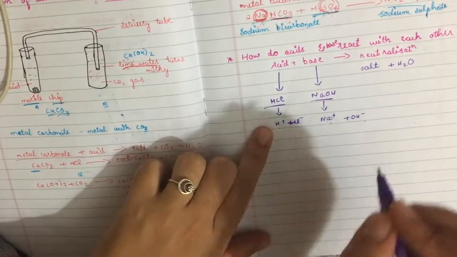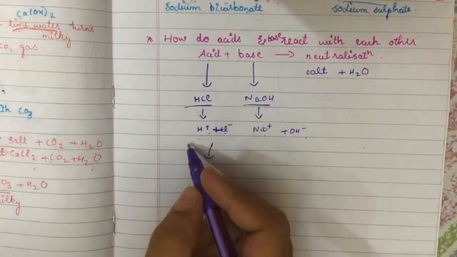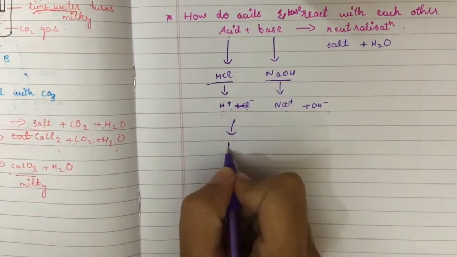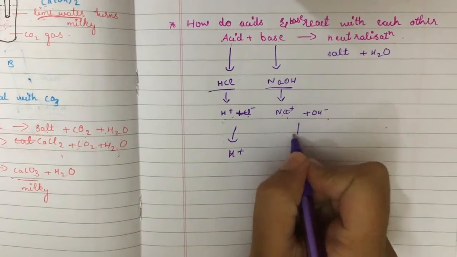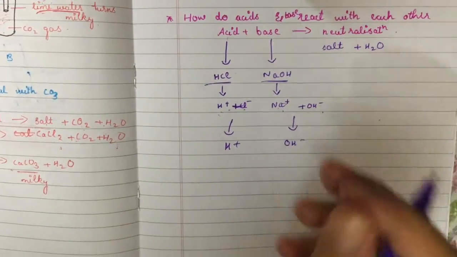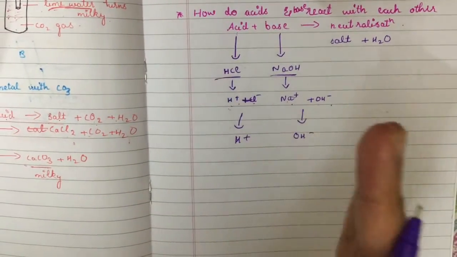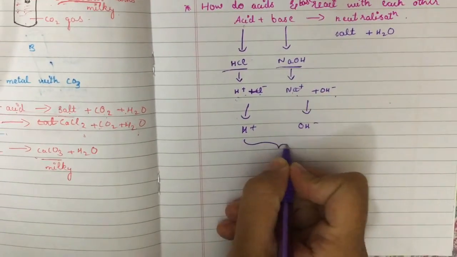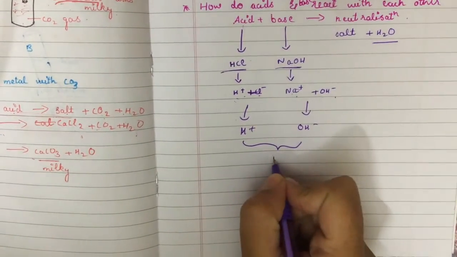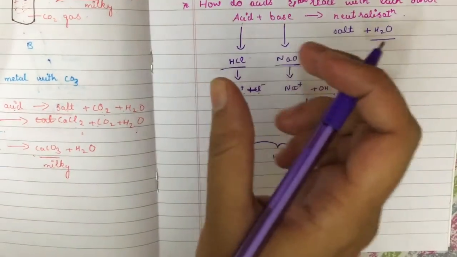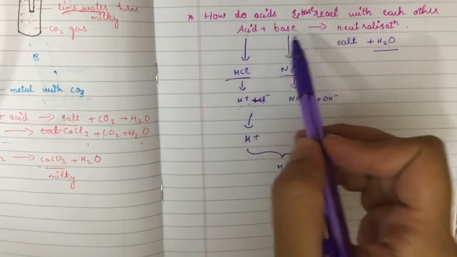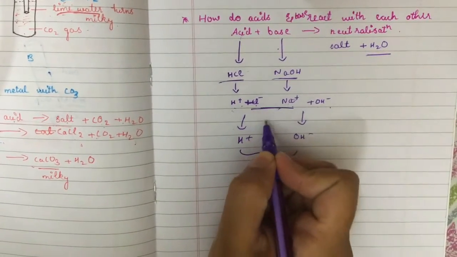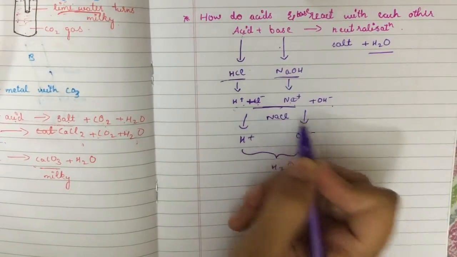So in terms of ions, there will be production of H plus in case of acid, and in case of base there will be production of OH minus ions. So this is the acid and this is the base, and they will combine to form water. This is our water. So this is a reaction between acid and base. When acid reacts with a base, water forms, and the remaining thing is the salt, that is NaCl. It is as simple as that.